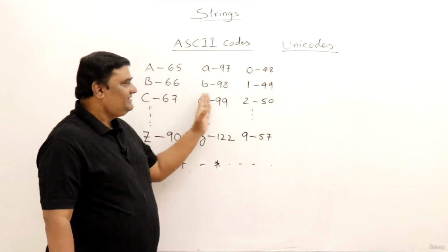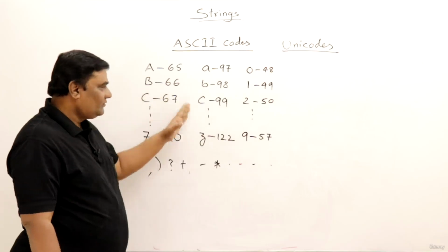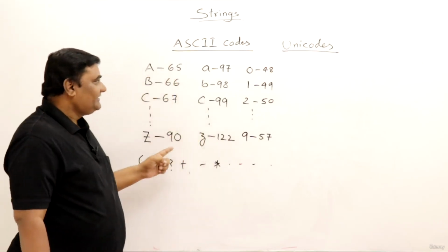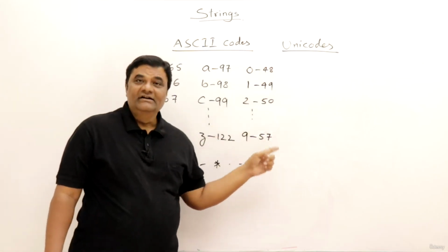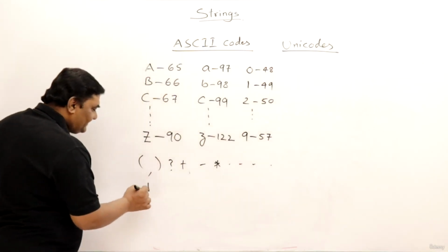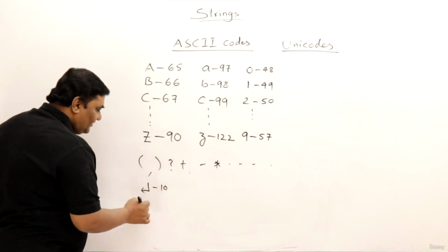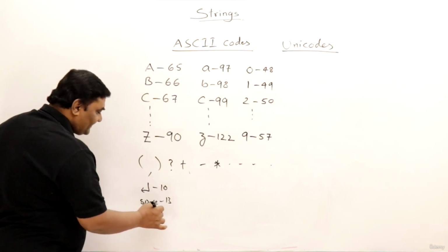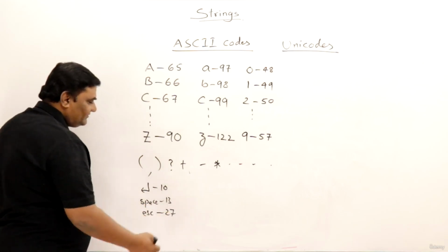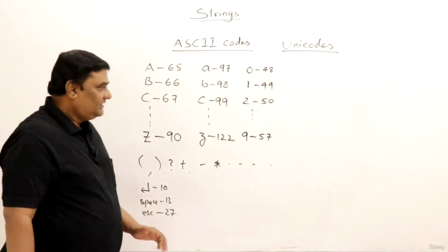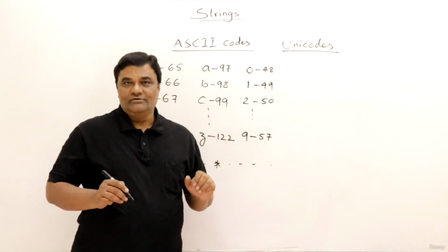Generally we work with these symbols, so I have written the ASCII codes, and you should remember these ASCII codes for uppercase English alphabets, lowercase, as well as these numeric symbols. And also for enter, the ASCII code is 10. For space bar, the ASCII code is 13. And for escape, the ASCII code is 27. So these may also be helpful if you can remember them. So this is a set of ASCII codes.